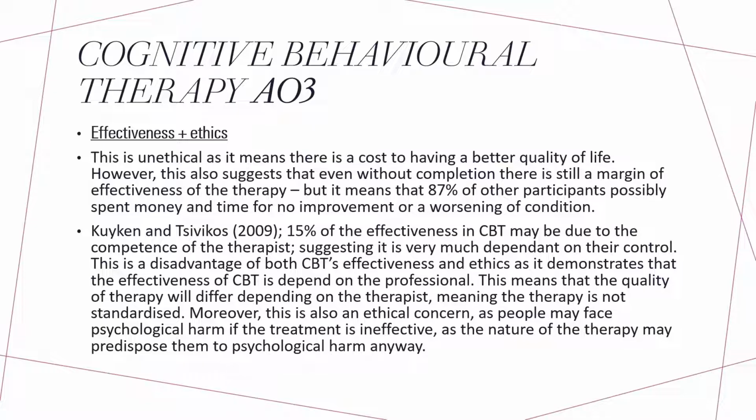So Kuyken and Tsivrikos in 2009 found that 15% of the effectiveness in CBT may be due to the competence of the therapist, suggesting that it is very much dependent on their control. This is a disadvantage of both CBT's effectiveness and ethics, as it demonstrates that the effectiveness of CBT is dependent on the professional. This means that the quality of therapy will differ depending on the therapist, such as the institution where it is being received from, meaning that therapy is not standardized.